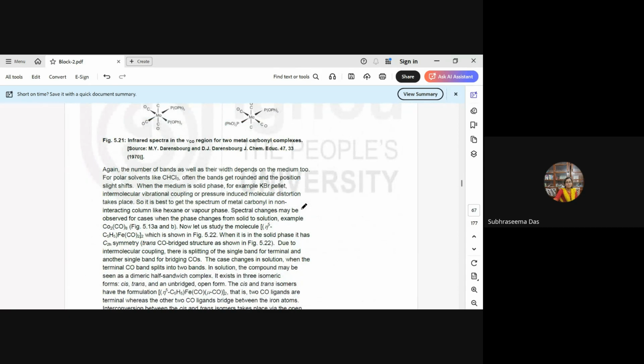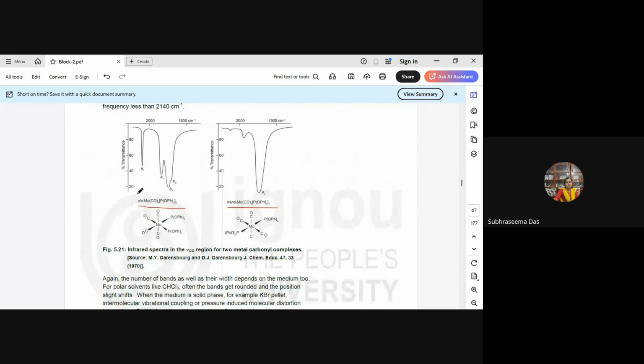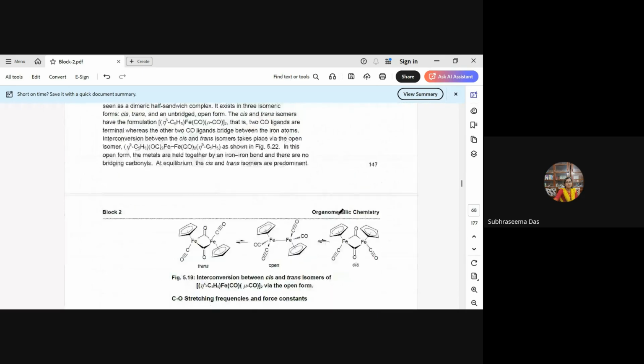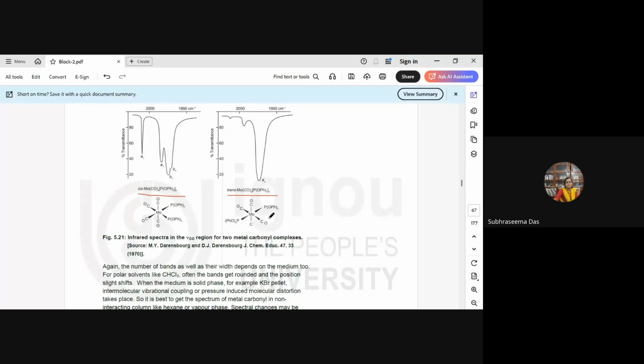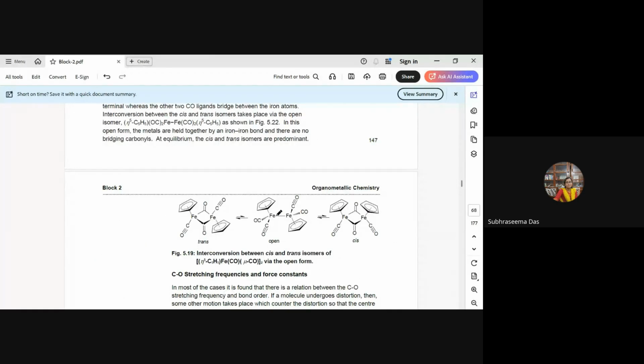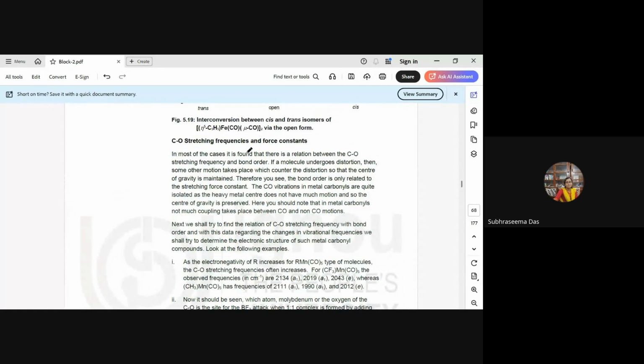The number of bands as well as their width also depends on the type of medium that we are dealing with. Spectral changes have also been observed for different types of solids, like cis-trans isomers. You can see the spectral changes in this type of complexes. So in this case, we can see that the nature of the medium and the types of isomers present are also important in determining the CO stretching frequency. So what are CO stretching frequencies and force constants?